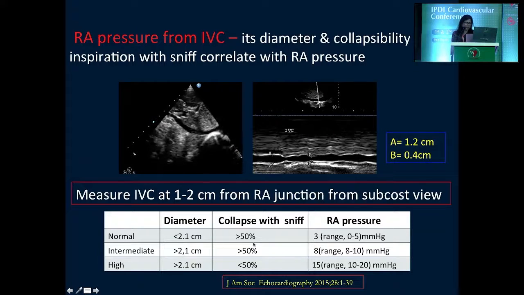If it is normal in size, with more than 50% collapse, it is 3. If it is more than 2.1 centimeter, collapsing less than 50%, it is 15.